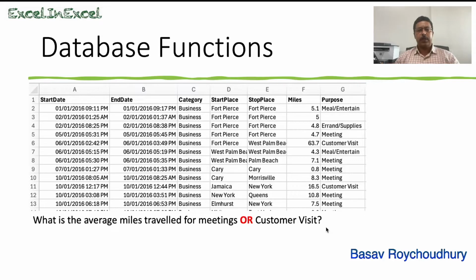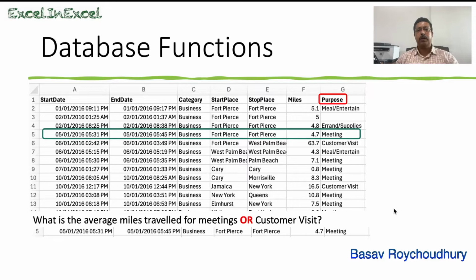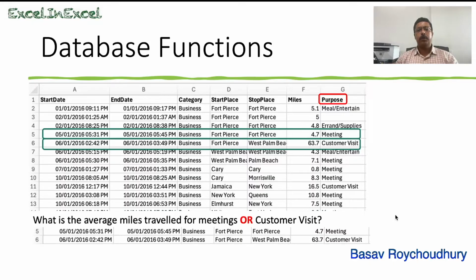Now, since we are going to use a database function, again we have to identify the purpose, which can be meetings or customer visits. So we again identify the records. This is one record that satisfies this condition, so let's extract that out. Then again, we have this record which satisfies the condition for customer visit, so let's extract that out.